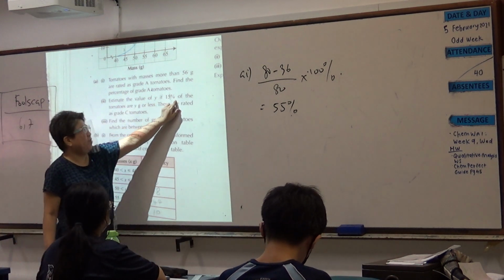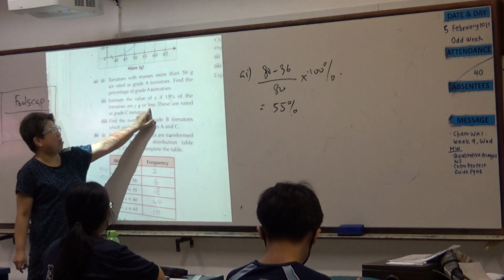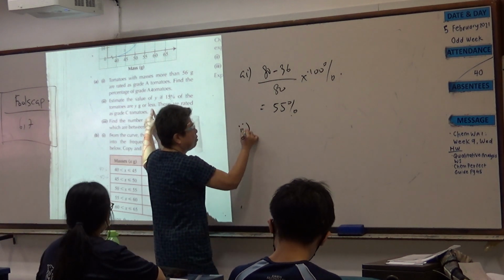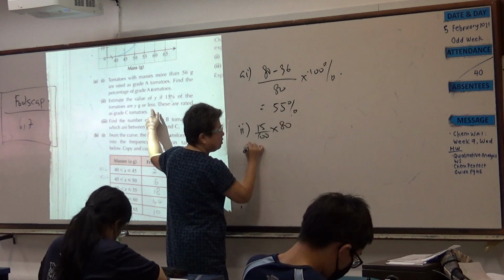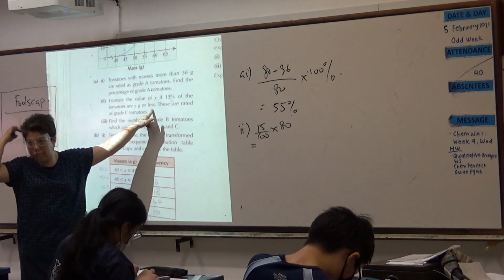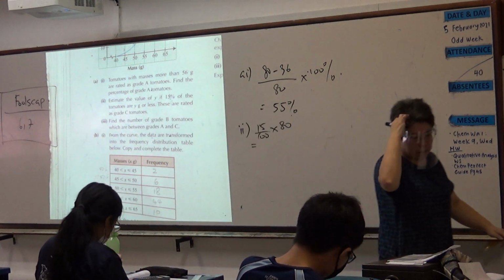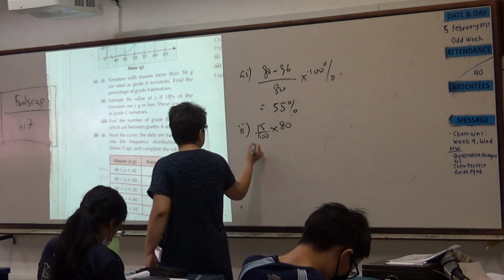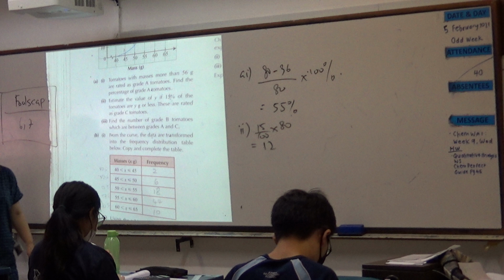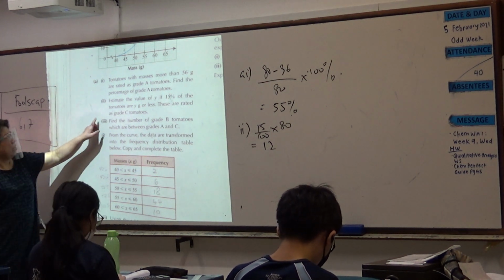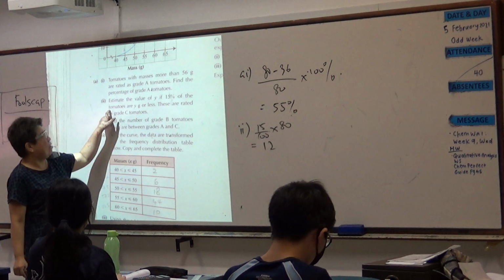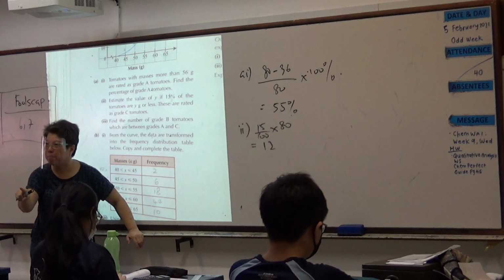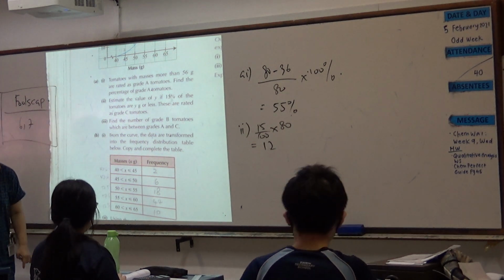Estimate the value of y if 15% of tomatoes are y grams or less. Okay? Now, I have to take 15% times 80, right? Correct? All of you take 15% times 80. What is that? How many is that? 12. Is it 12? Okay. So the number of tomatoes is 12, right? Now, all of you, the question. This is where I want to tell you. Estimate the value of y if 15% of the tomatoes are y grams or less. From 12 I read, right? Is that the value I want? Yes, that's the value I want.